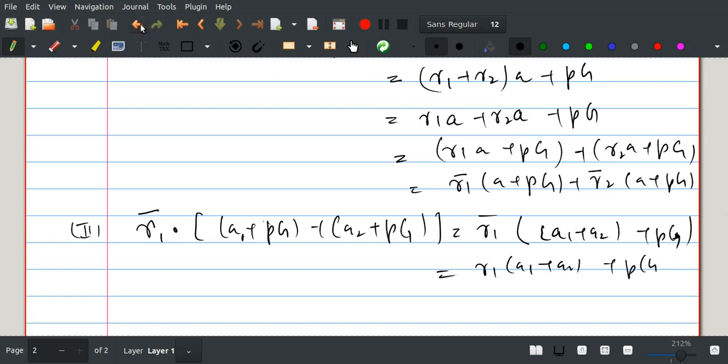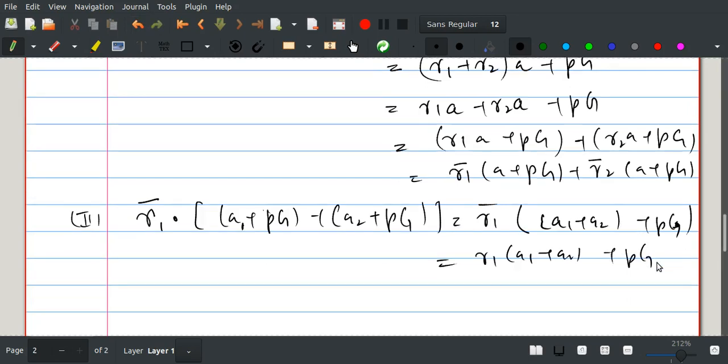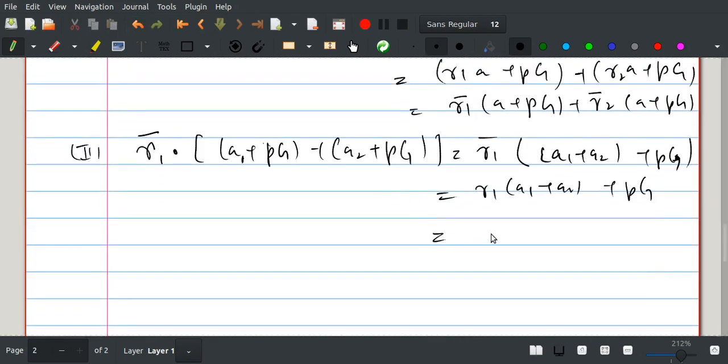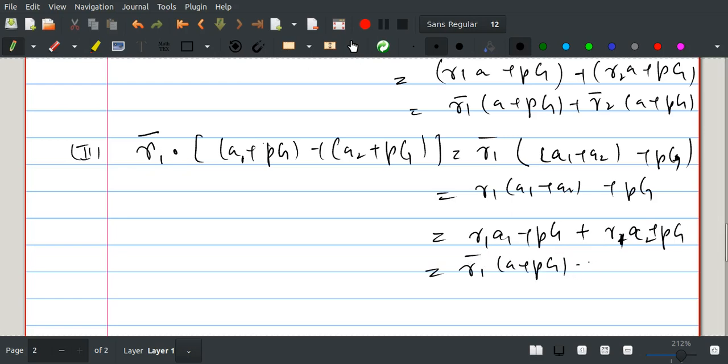On simplifying this, this is R1 A1 plus PG plus R1 A2 plus PG. So this is the same as R1 bar (A1 plus PG) plus R1 bar (A2 plus PG), where R1 acts by scalar multiplication. So this is again true.